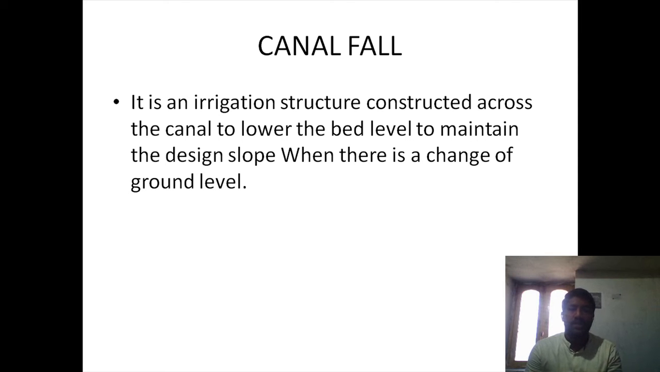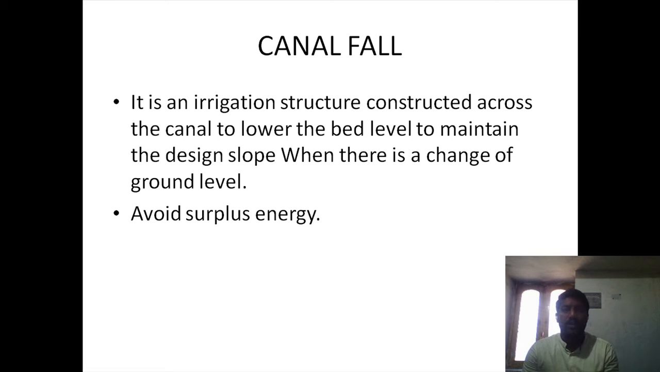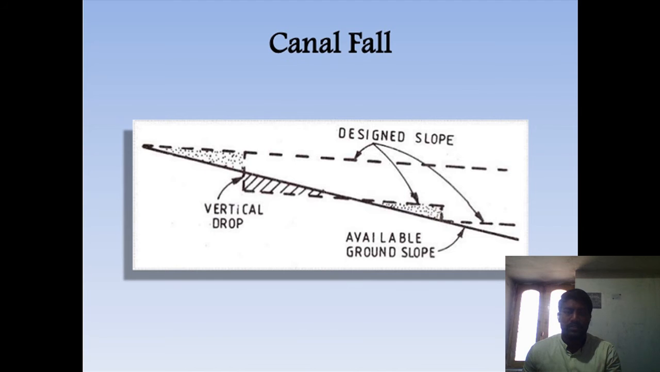So we are going to check there and construct a canal fall at the ground level, to avoid surplus energy. When water comes from the upstream side too fast, it falls down very quickly to the downstream side, and then the energy will be more. So we are going to construct the canal fall to avoid the surplus energy. Here we are going to see the canal fall.